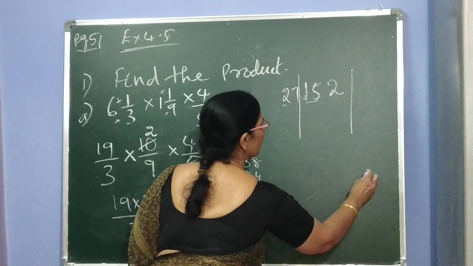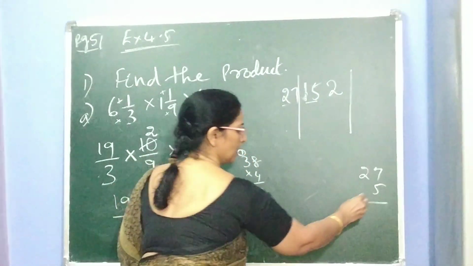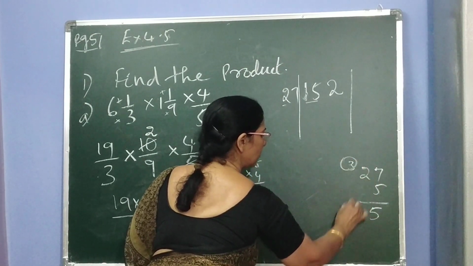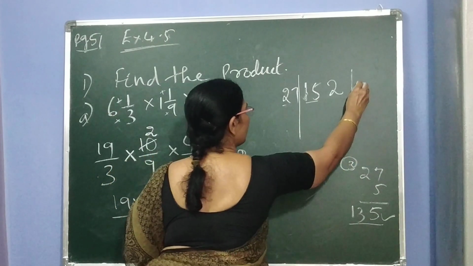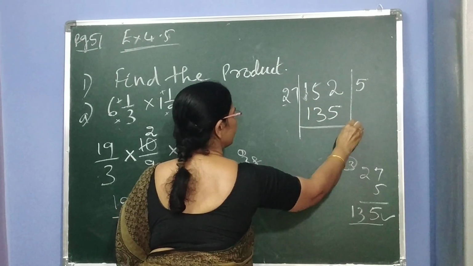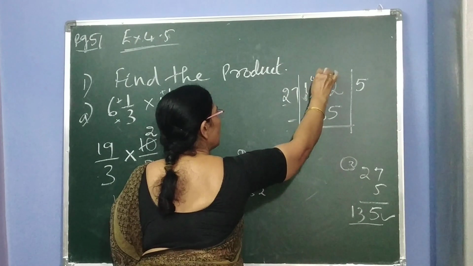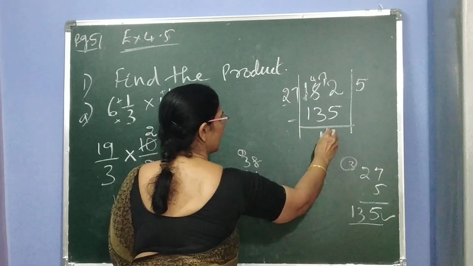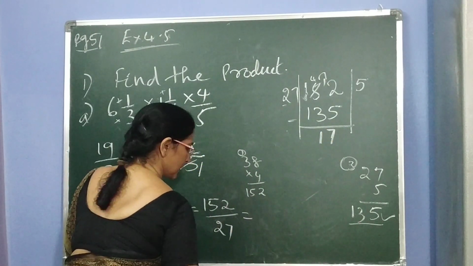Let's try with 27 fives. Do you remember the division, children? 5 sevens are 35, 5 twos are 10, 10 plus 3, 13. Here now we can take the fives. 27 fives are 135. Here minus, cut it. Here 4, 12, 7, 1. We are left with 17. So how can we write now? This is equal to, I'll show you.